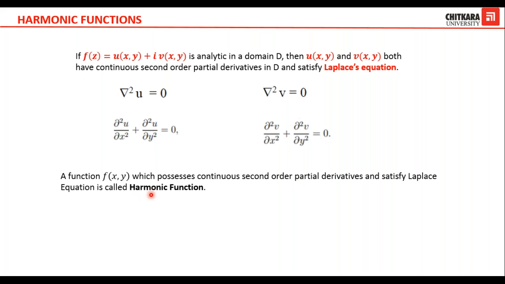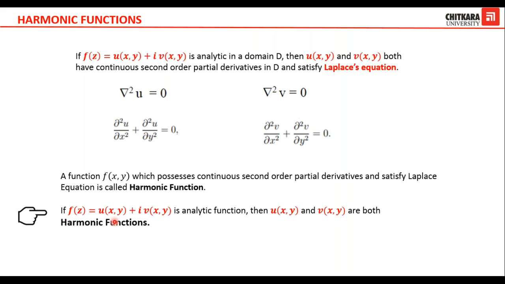So what is the definition of harmonic function, or when do we say that a function is harmonic? If a function possesses continuous second order partial derivatives, and it also satisfies the Laplace equation, then we say that the function is a harmonic function, right? So please make a note that what are harmonic functions? It should possess continuous second order partial derivatives and it should satisfy the Laplace equation, right? Okay.